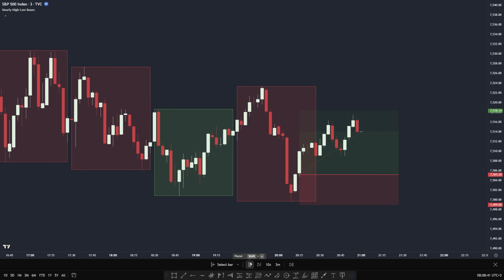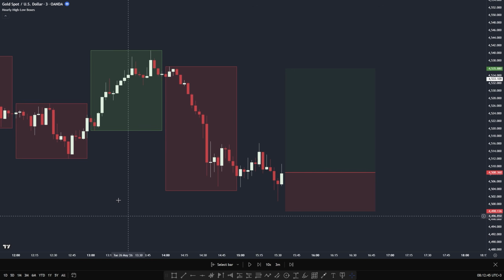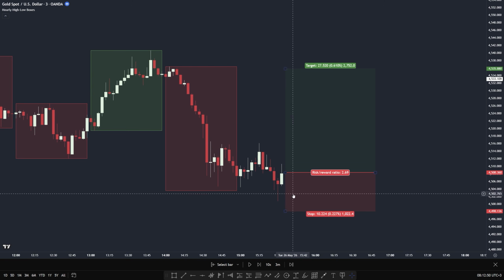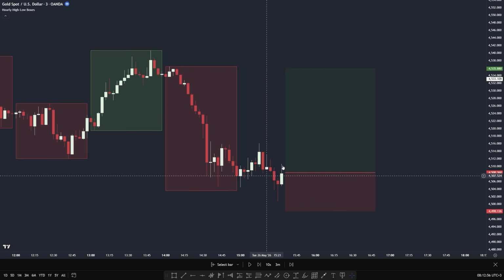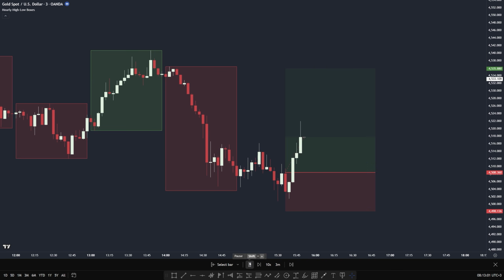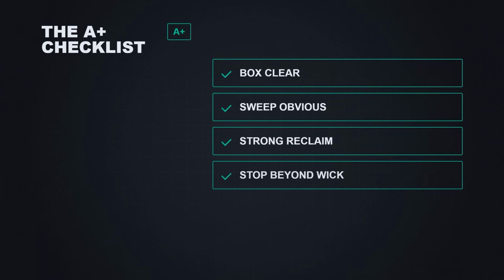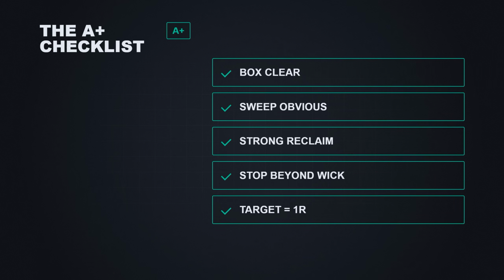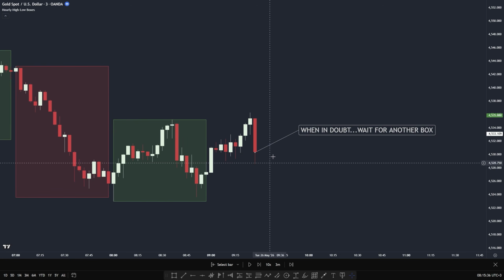This is how an A+ trade looks like. The box level is clear. The sweep is obvious. The reclaim closes strongly back inside. The stop fits beyond the sweep wick. The target has enough room to reach 1R. If the setup looks messy, don't edit the story until it sounds good. Just leave it and wait for the next hourly box.